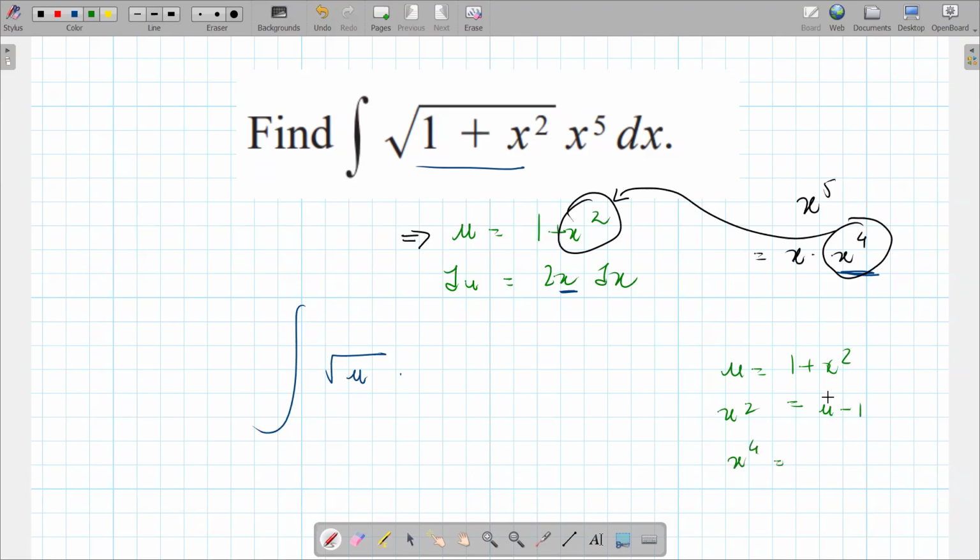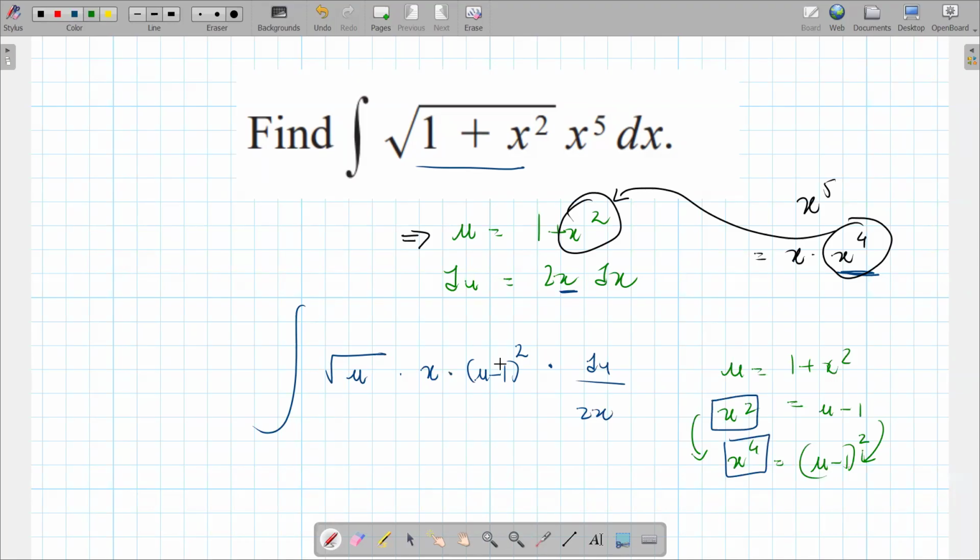What would x^4 be in terms of u? See, we squared both sides here. x squared to x^4, we squared it. That means x^4 is going to be u minus 1 to the power of 2. We have x squared. We need x^4. We squared this side. That means let's square the other side as well, which means ultimately your problem is going to look like this. It was root u times x^5. We know x^5 is x times x^4, which is u minus 1 squared, okay? Times dx. dx is du over 2x, like that.